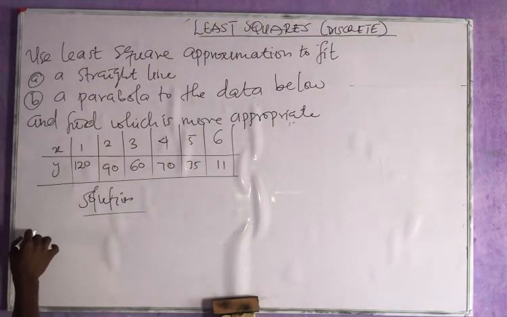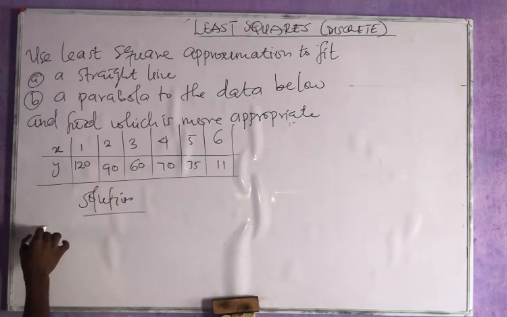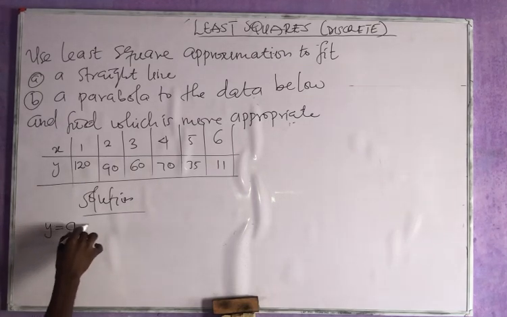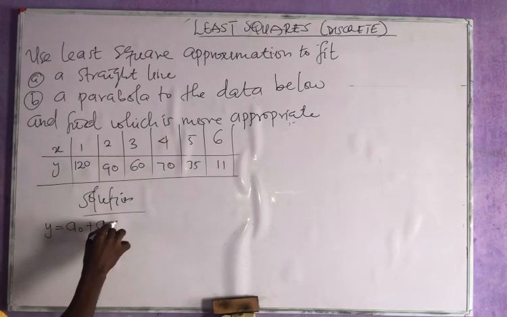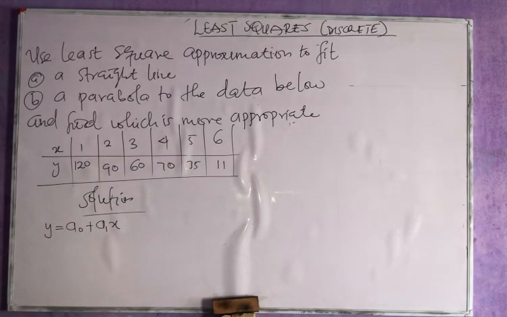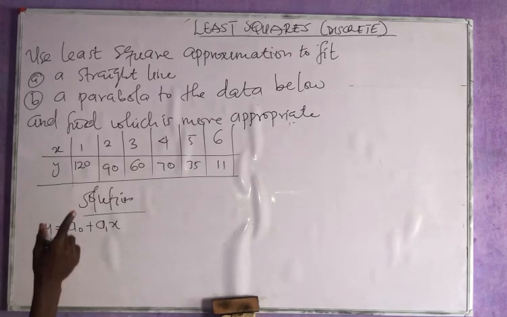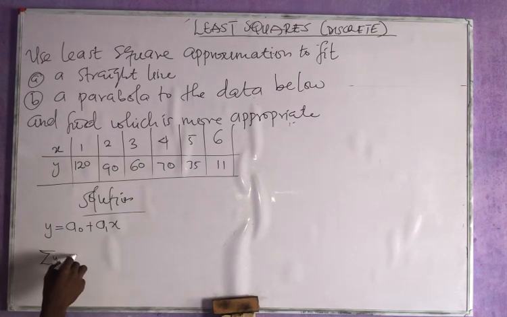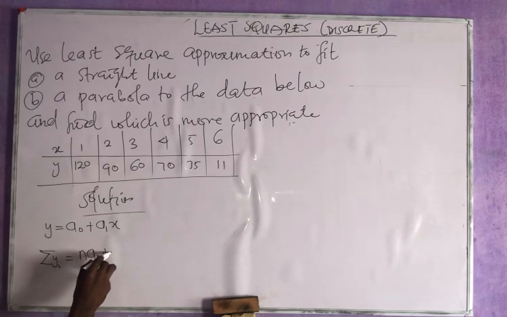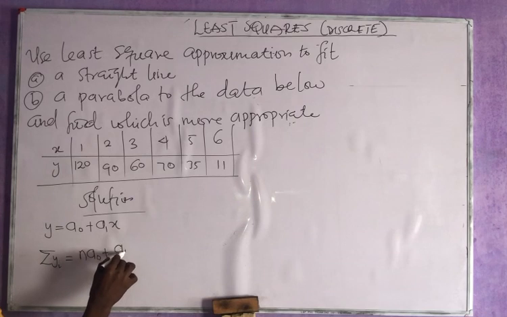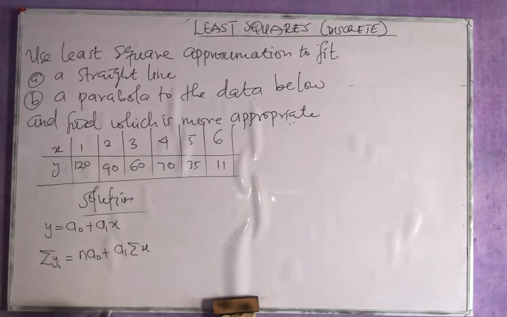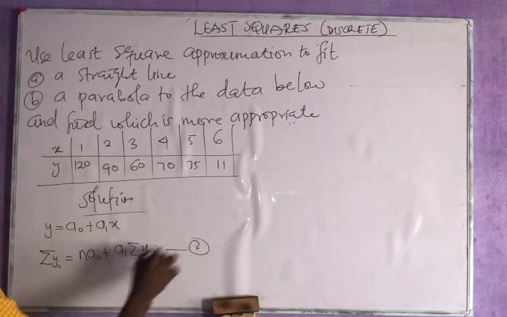So the formula of a straight line will be y equals a0 plus a1x. Is that okay? And with this, the first thing, from the formula we proved, should be summation of yi equals n a0 plus a1 summation of xi. Name this one equation 1.